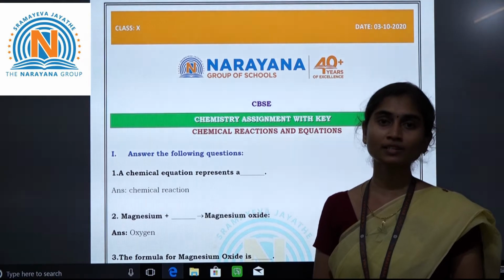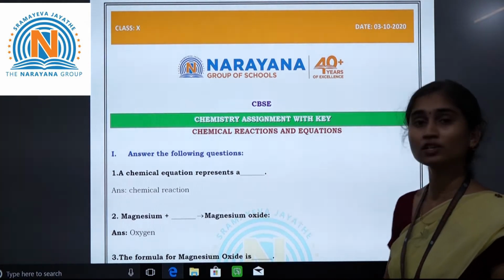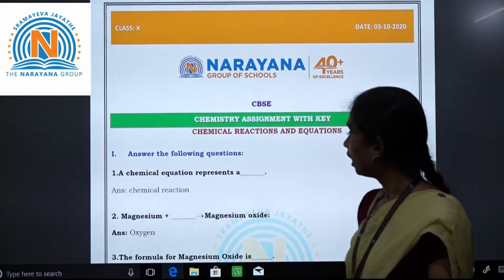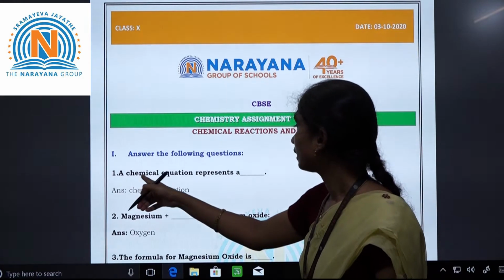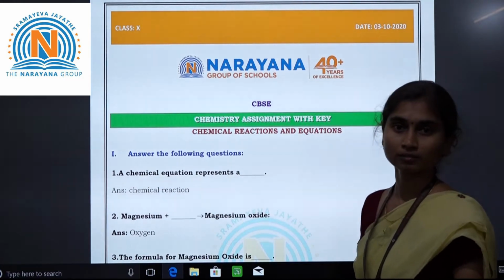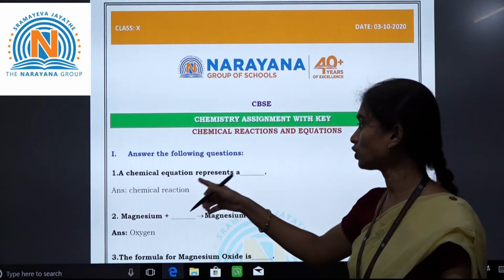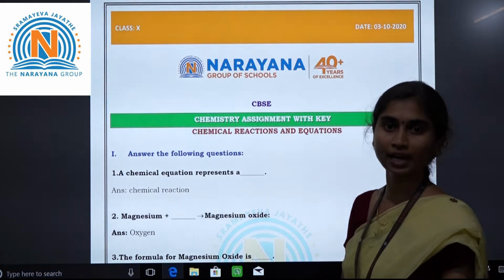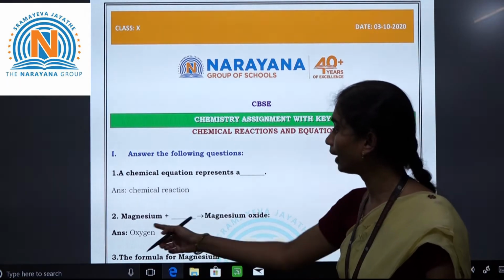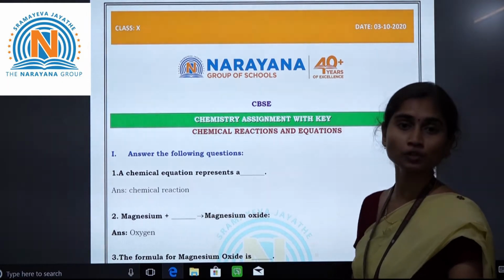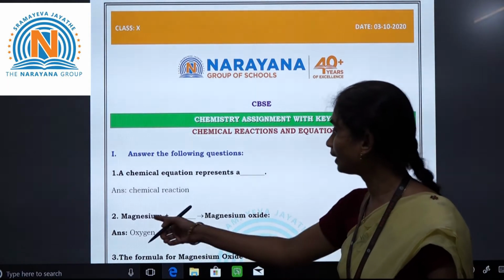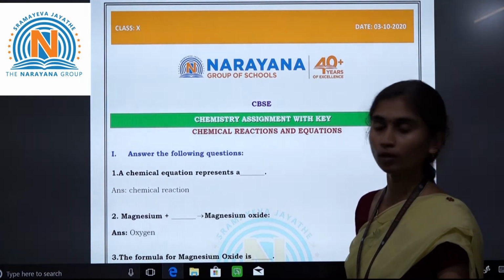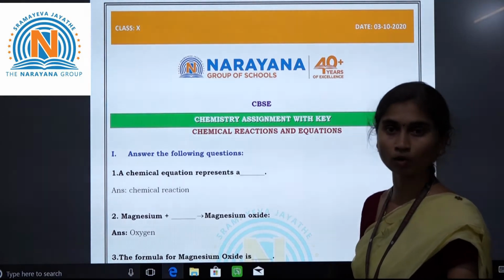Let us see today's assignment based on chemical reactions and equations. First question, the chemical equation represents dash. A chemical equation represents a chemical reaction. Next question, magnesium plus dash gives rise to magnesium oxide. Magnesium reacts with oxygen, we are getting magnesium oxide.